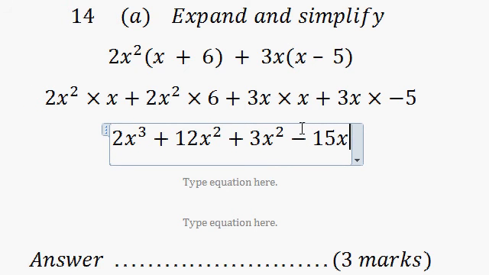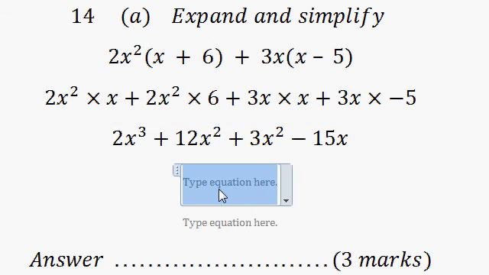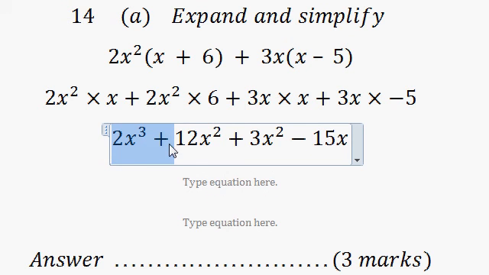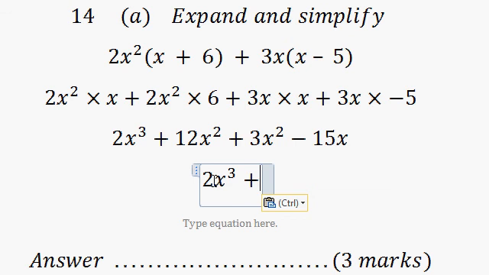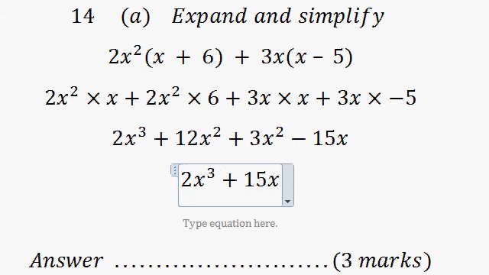And now we have expanded the brackets, and now we have to simplify. So we've done the first part, expanding the brackets, and now we have to do the second part, simplify. We can't simplify 2x cubed because there's no other x cubed to add it to. So that remains 2x cubed plus 12x squared plus 3x squared. You can add these, just like you can add 3x plus 2x to give you 5x. 12x squared plus 3x squared will give you 15x squared.